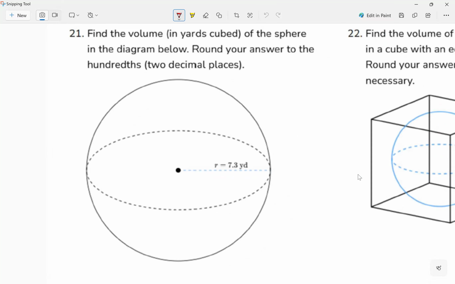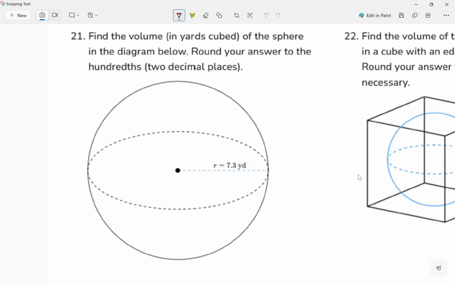Okay, so let's remember what's the formula for the volume of a sphere. The formula is going to be 4 times radius times radius times radius times pi. I call it radius 3 times because the formula says radius cubed, so radius to the third power. And all of this is going to be divided by 3.